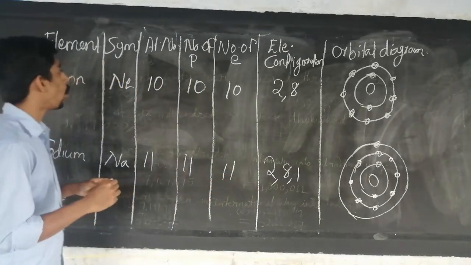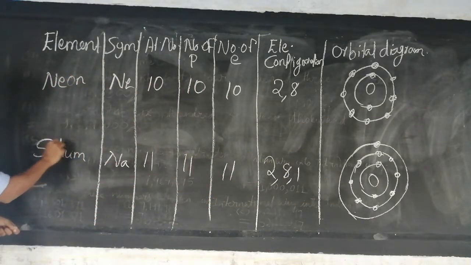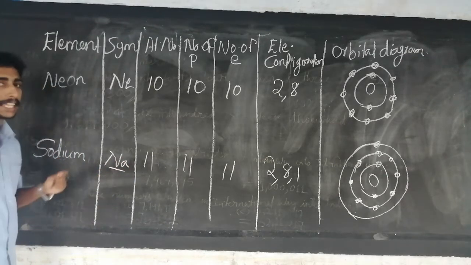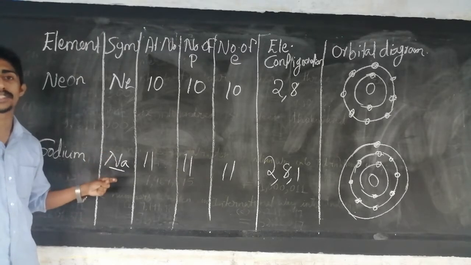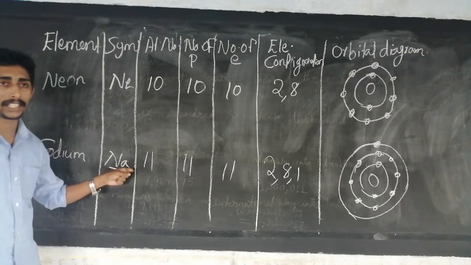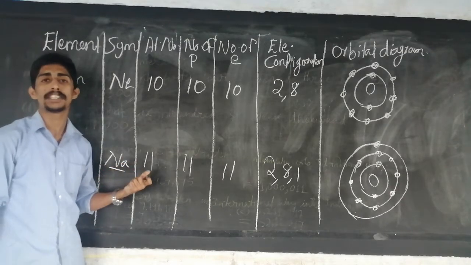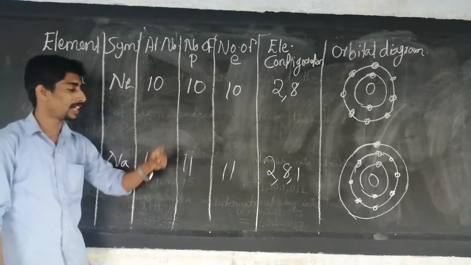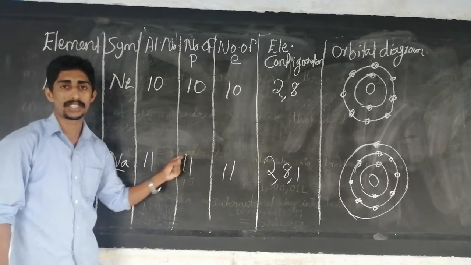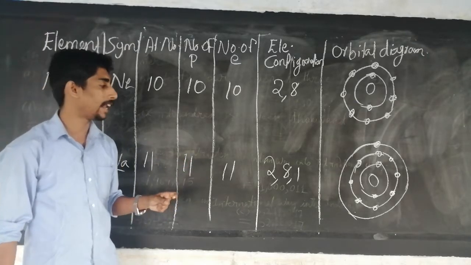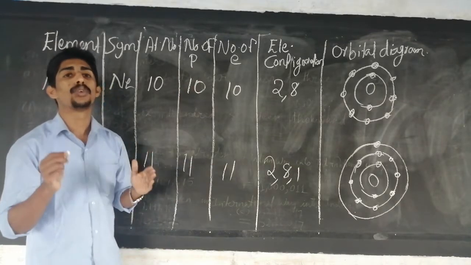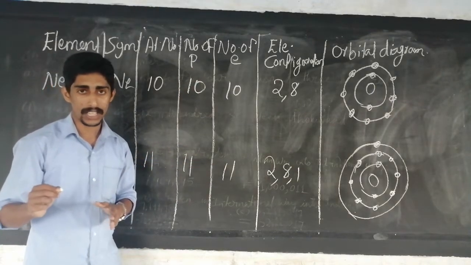Then after neon, the next element is sodium. Symbol of sodium is Na, capital N and small letter a. And the atomic number of sodium is 11. If the atomic number of sodium is 11, number of protons and number of electrons are also 11. So you can see that number of protons is 11, number of electrons are also 11. So how many electrons are there? 11. So total there are 11 electrons.